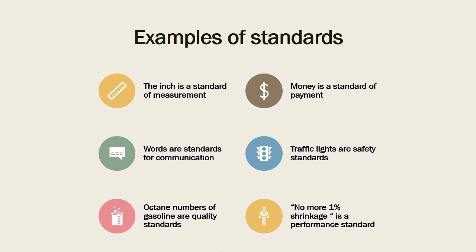Then you have traffic lights, which are a safety standard. All of us have used roads. When you reach the traffic lights, they will either tell you to stop, to get ready to go, or to go. Those lights tell you what to do, so you respond to the lights to behave on the road.